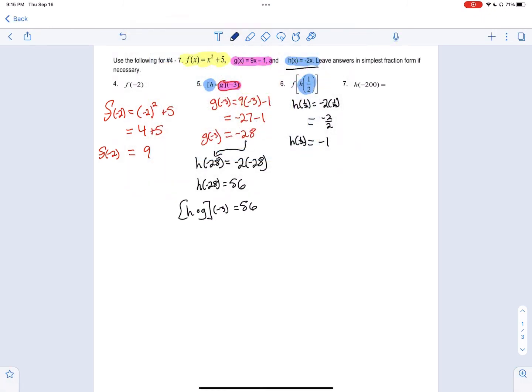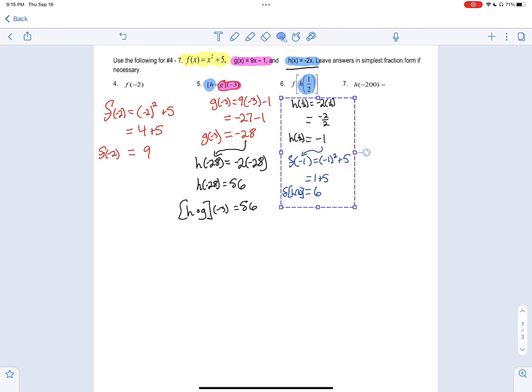Now I'm going to take that negative 1 and I'm going to plug it into my function f. So f of negative 1 would equal negative 1 squared plus 5. Again, that negative is being squared. So a negative times a negative yields a positive. And I get positive 1 plus 5, which would simplify to equal 6. So f of h of 1/2 is equal to 6.